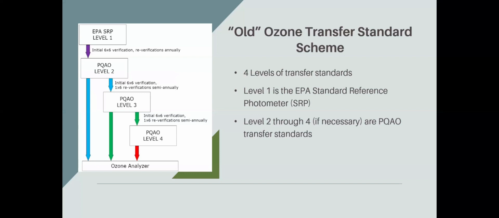So the old ozone transfer standard scheme was as follows. Basically, you had an EPA regional SRP, which was used to verify an organization's level 2 transfer standard. And then from there, there was either a level 3 or level 4 if necessary for the transfer standard, which then was ultimately used to calibrate the on-site ozone analyzer. So depending on the size of your organization, maybe you only had a level 2 and that was used to calibrate and check the ozone analyzer, or maybe you had a level 3 or level 4, etc. But this was the old scheme.